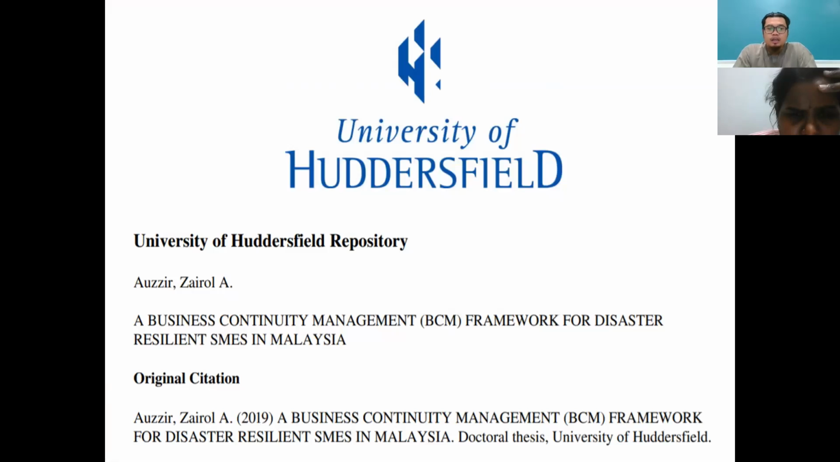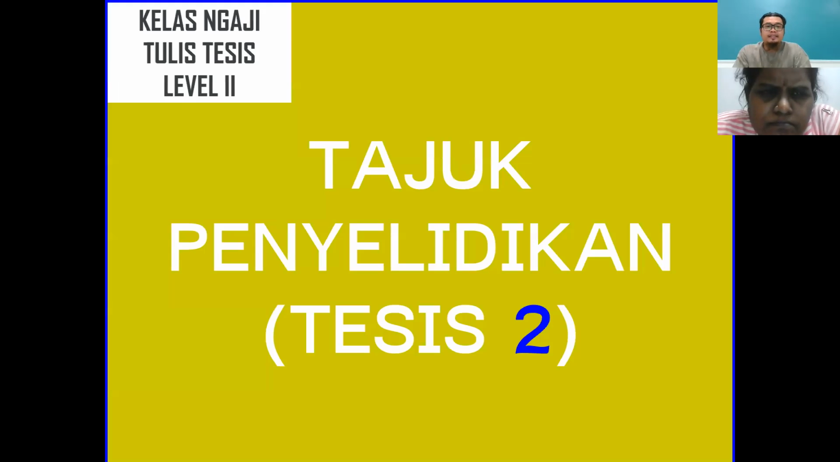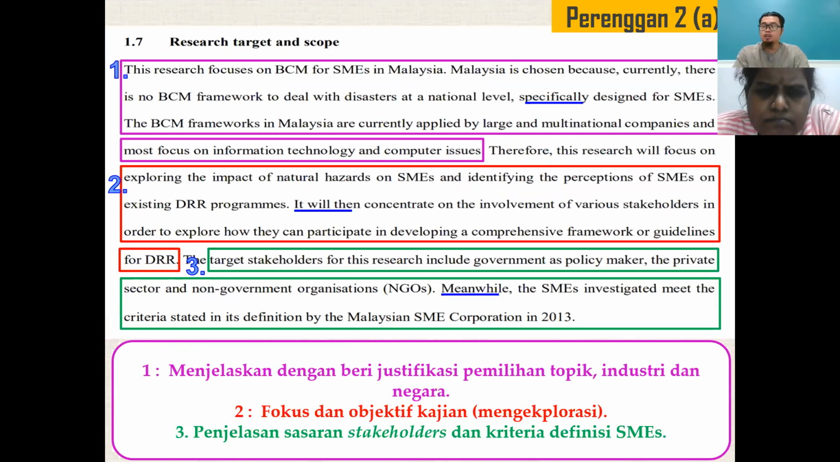Okay, this research is by Uzair from the University of Huddersfield Repository. The topic is a business continuity management framework for disaster resilient SMEs in Malaysia. This is how they write the research target. Before this, the heading was research scope and approach, but this one uses research target and scope. Is it okay? Because we need to learn how to write a thesis worldwide. We know that you are from UPSI, and we need to follow our outline in UPSI.